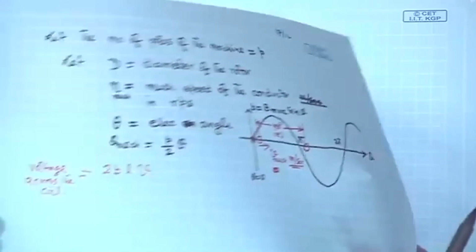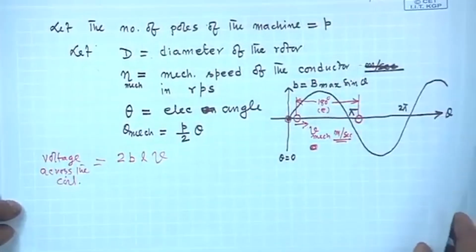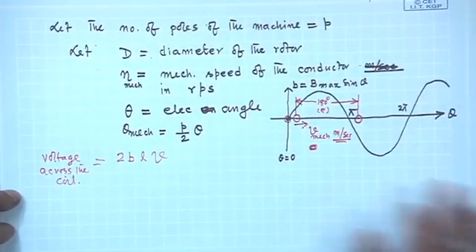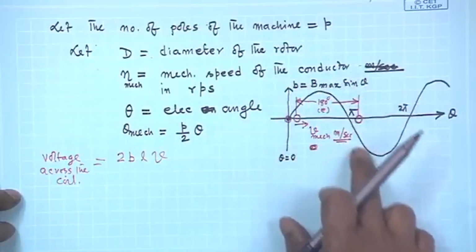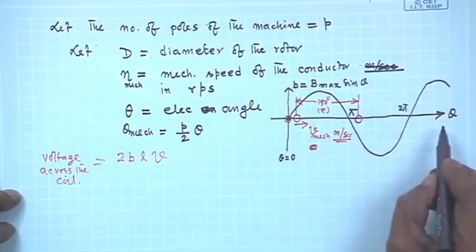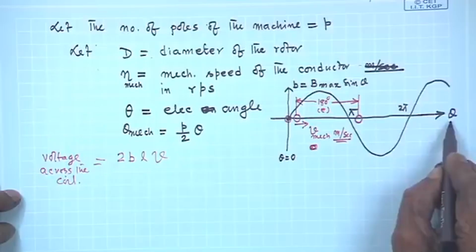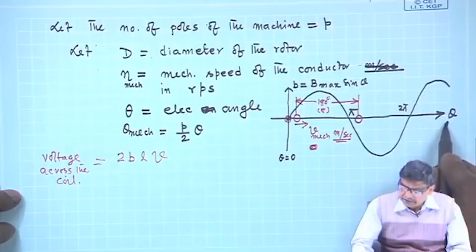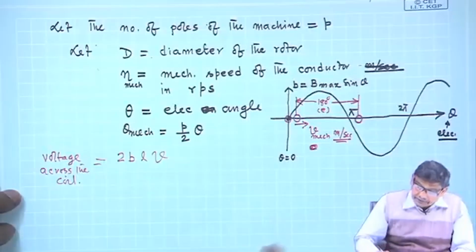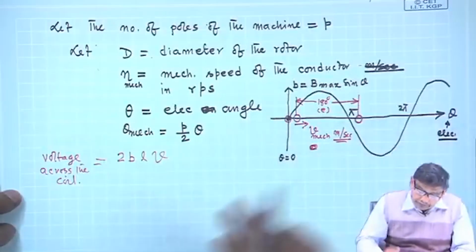Welcome to the course. We were discussing in my last class that we found out the difference between electrical and mechanical degree and their relationship. I have assumed the B to be sinusoidally distributed, and when I am not writing any suffix, it means electrical. Okay, electrical radian, this angle.